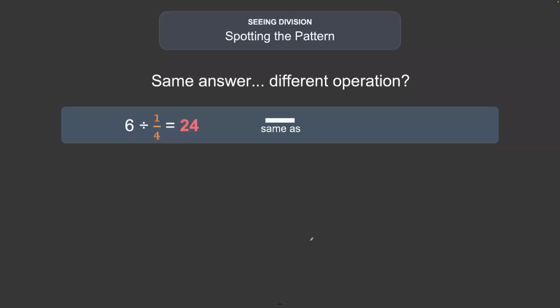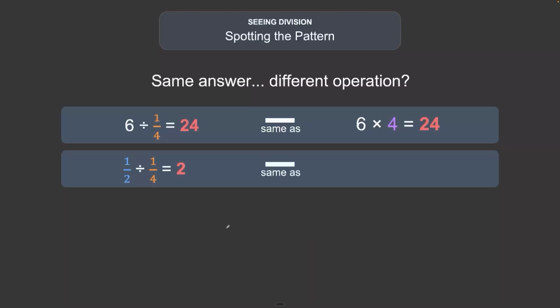What's happening? When we divided 6 by 1 by 4, we got 24, which is the same as 6 times 4 is 24. I'm sure you might have spotted that. Let's see more such examples. When we divided 1 by 2 by 1 by 4, we got 2, which is the same as multiplying 1 by 2 with 4. If you can notice, the reciprocal here is what we're dividing. So 4, this 4, again this 4. And as you can see, the division is becoming multiplication.